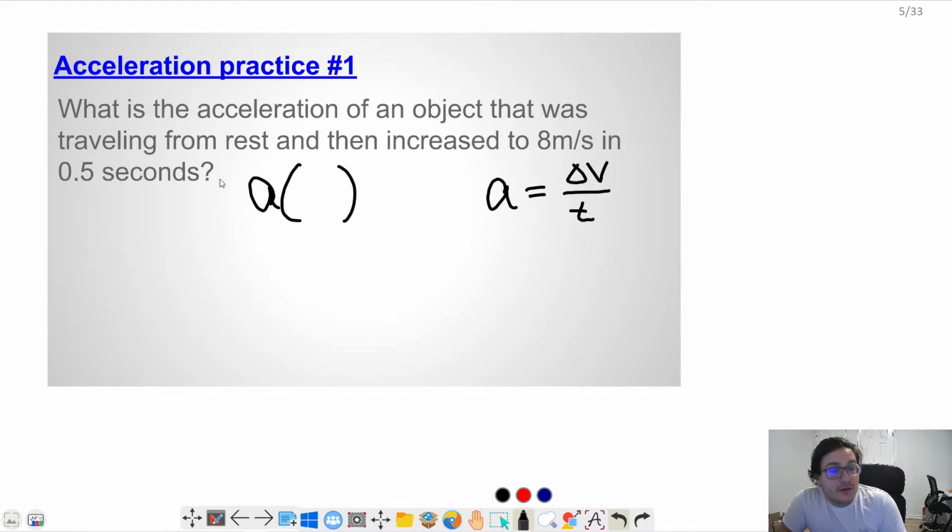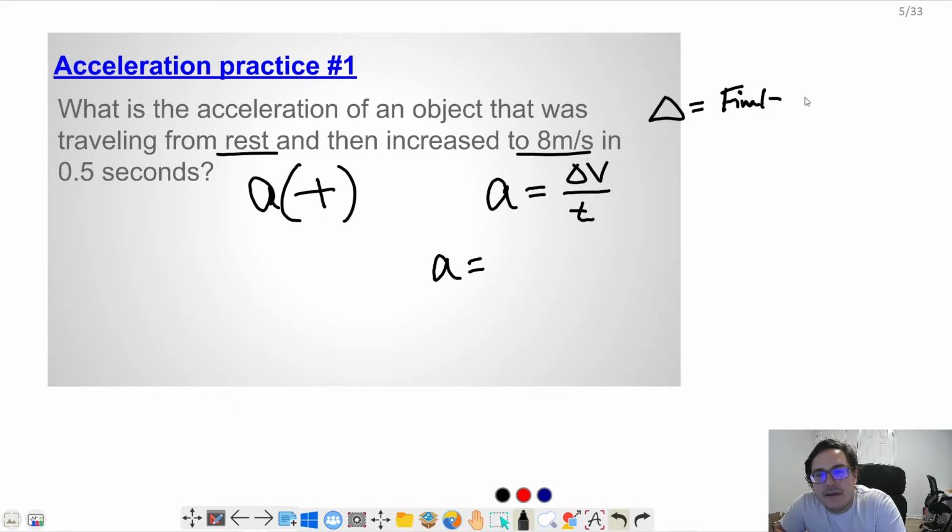All right, so we're looking at the question here. Our object started from rest and then was now going 8 meters per second. So that means it has sped up to the right. It means my acceleration here should be a positive number. So if we do this right, we should get a positive number. Okay. Delta. What does delta mean? If you've never seen this Greek letter triangle called delta, it always means final minus initial.